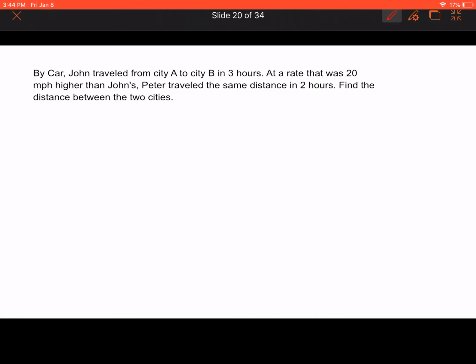Okay, by car John traveled from city A to B in 3 hours at a rate that was 20 miles per hour higher than John's. Peter traveled the same distance in 2 hours. Find the distance between the two cities. Okay, there are two people involved, John and Peter. We'll find what are the values available.